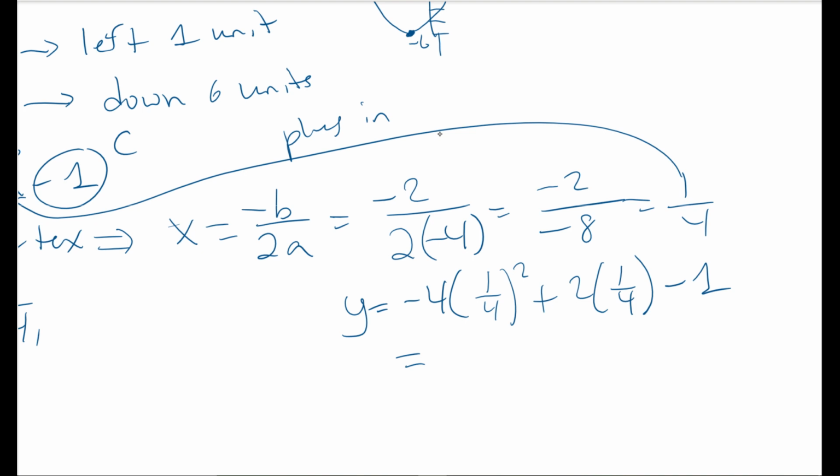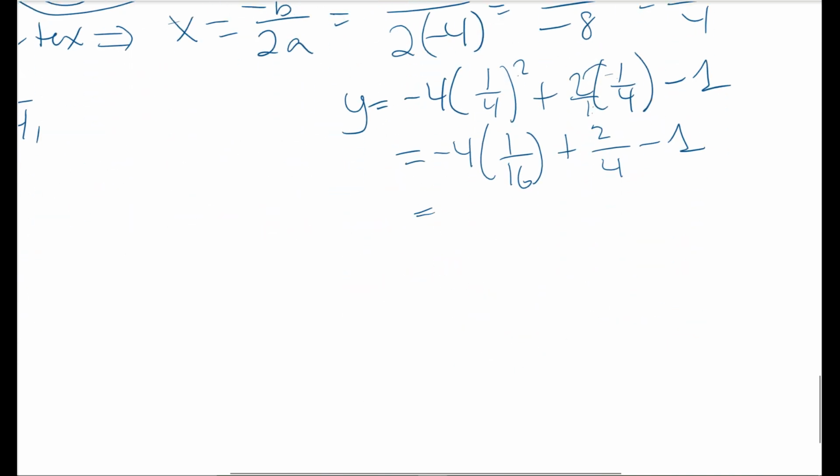How do we square a fraction? Well, you simply square the numerator and denominator. So 1 squared is 1, 4 squared is 16. So we have negative 4 times 1 over 16. And then 2 times 1/4, you just multiply the numerators, 2 times 1, and the invisible denominator 1 times 4. So 2 times 1 is 2, 4 times 1 is 4.